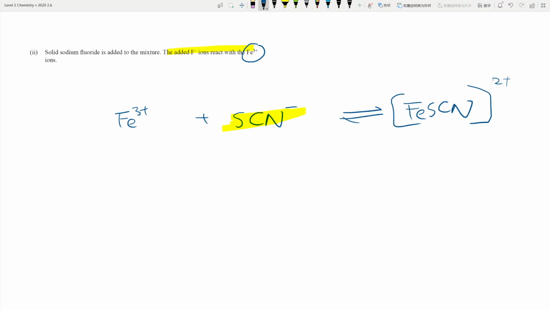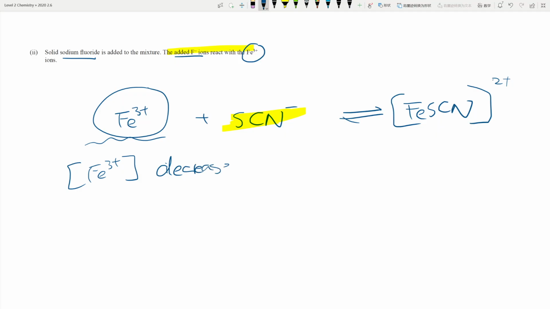So you add the F minus, which will react with the Fe3 plus concentration. So when you're adding the sodium fluoride, it will react with the Fe3 plus. As a result, this concentration will decrease because it's being reacted with the F minus. Okay, so if the Fe3 plus concentration decreases, what does the system do to minimize the change?